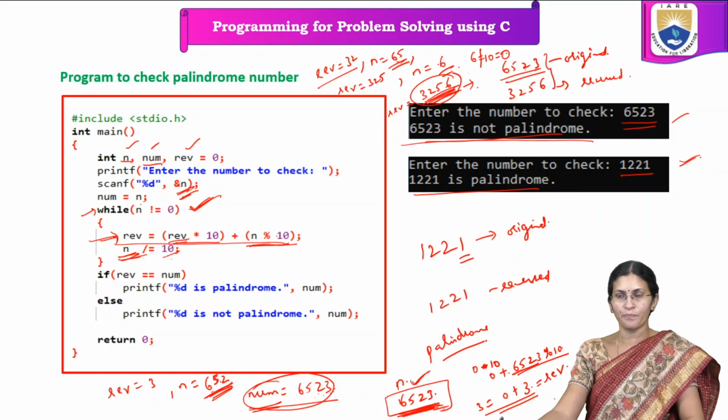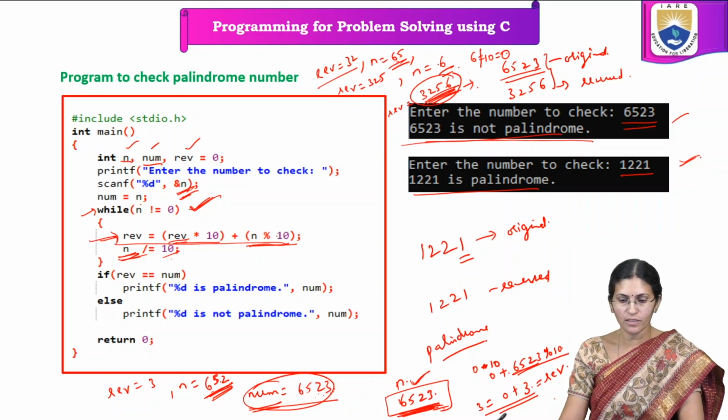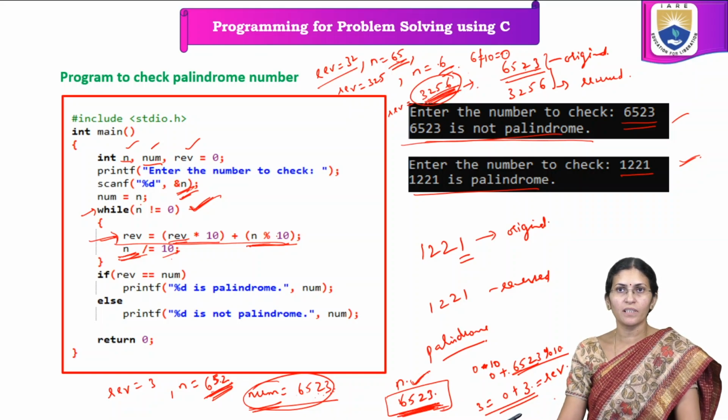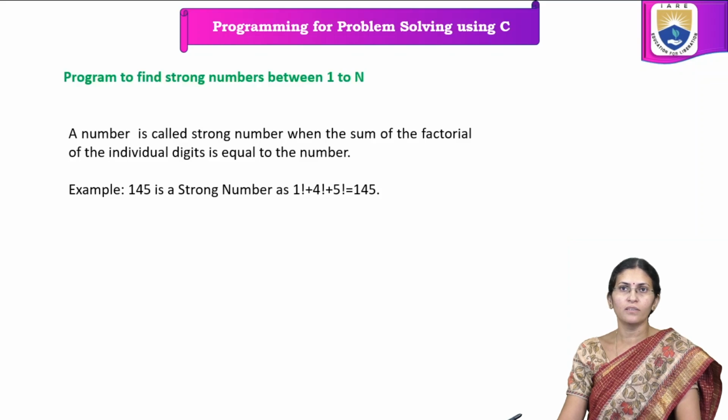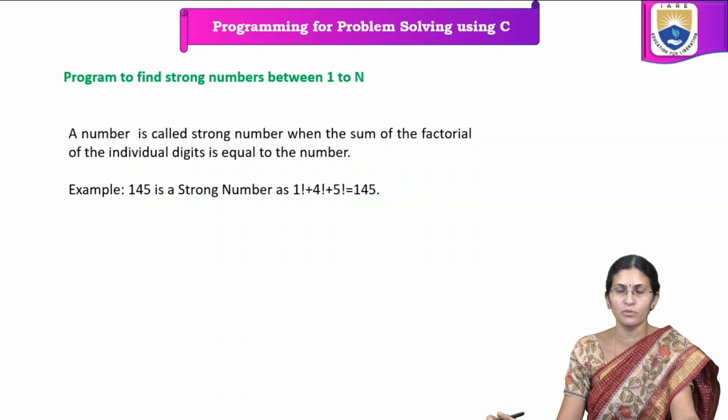1221 is palindrome. So in this way, you can write a program to check whether the given number is palindrome or not. Next one, program to find strong numbers between 1 to n.